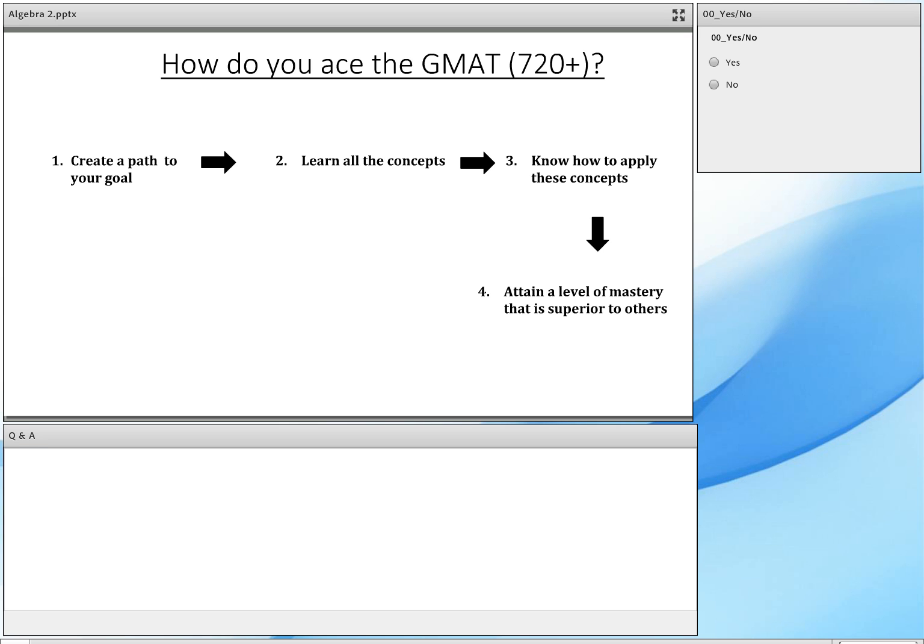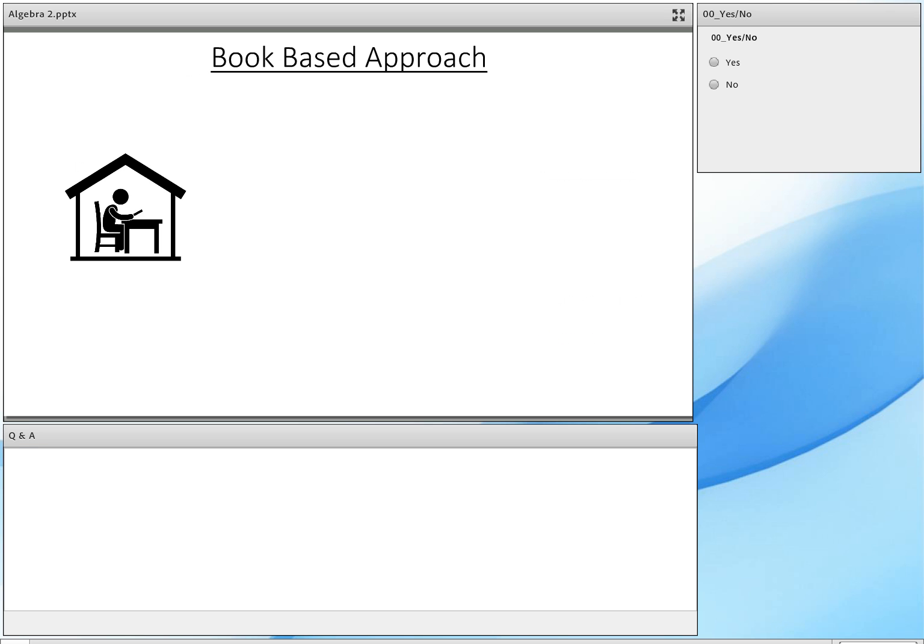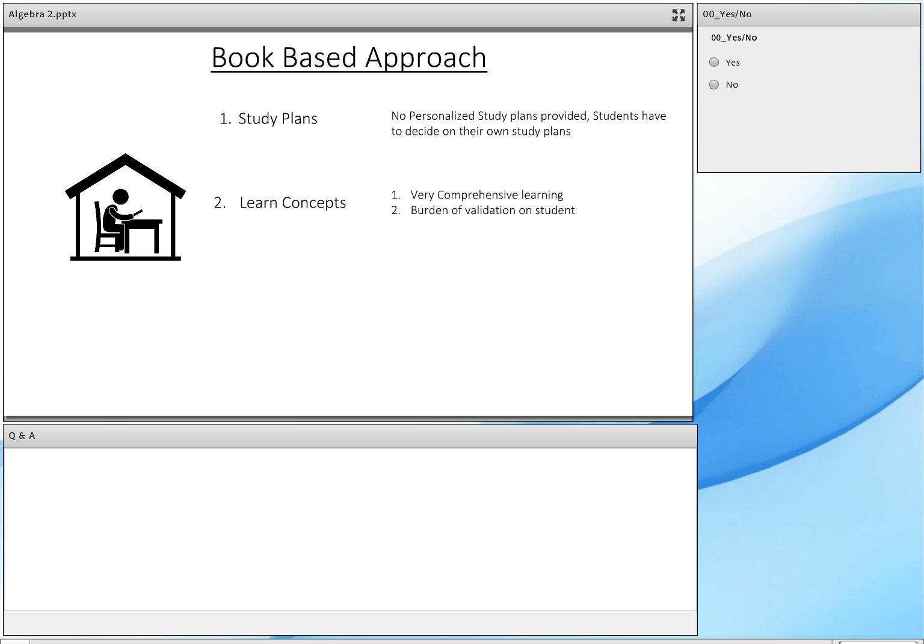Okay. Now what we're going to do is compare this with how a book-based architecture gets you there. A book-based architecture is all about autonomy. In a book-based architecture, you get a lot of learning material and possibly some mocks. But the key decisions on how to go about preparing for those are completely on you. For example, in a book-based architecture, you create your own study plan. You create a schedule and you study concepts, and while studying concepts, you make a decision on whether you have attained enough mastery to move forward.